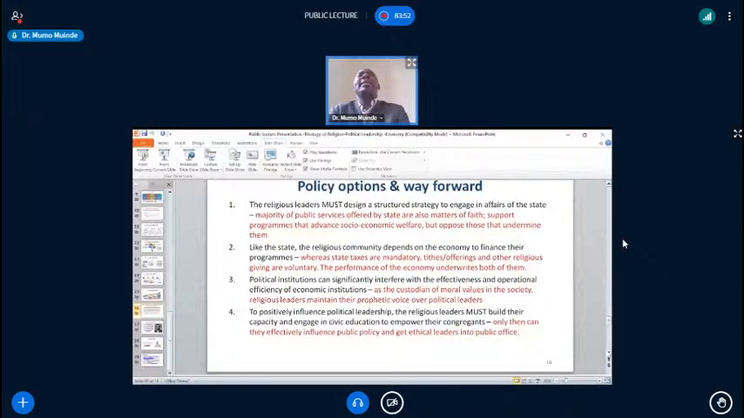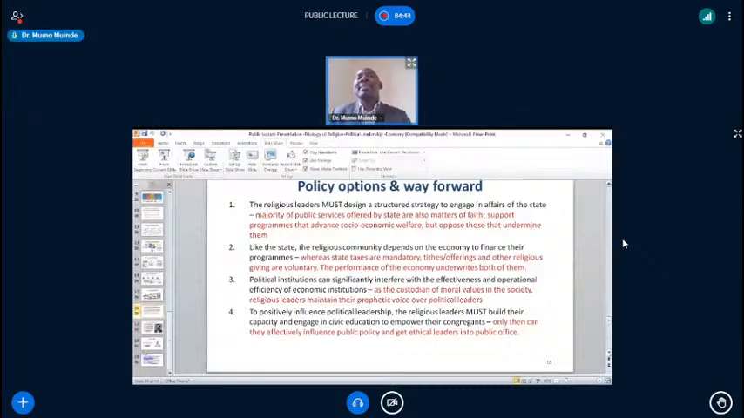So when you look at the policy options and the interventions, we are saying that the religious community cannot engage the political structures and institutions by simply giving random statements. For you to be able to intervene at the political level and at the leadership level, you need a very structured engagement. And the religious community needs to support policy initiatives that advance socioeconomic welfare, but they must also be strong enough to speak against policies that undermine the socioeconomic welfare of the society. The second thing that we're saying is that the religious community needs to realize that it is also underwritten by the economy.